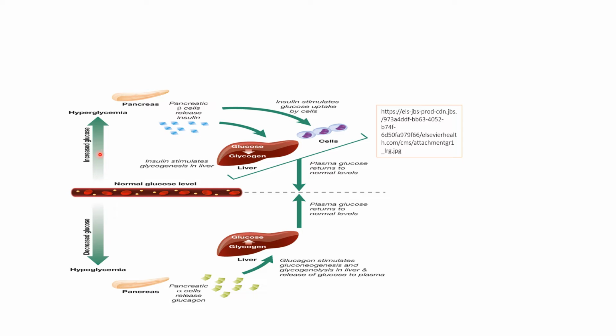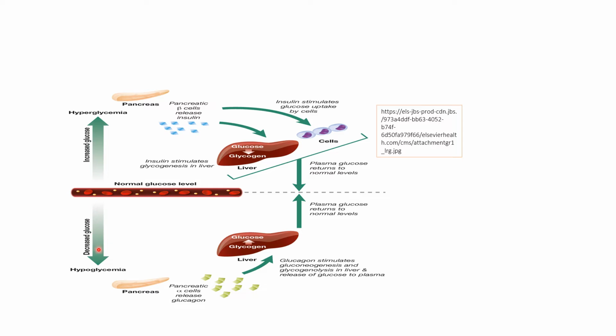So we have increased glucose levels, which is called hyperglycemia. During this time, the pancreatic beta cells will release insulin, and then the insulin stimulates the glucose to move into the cells. And also it stimulates the liver, and the liver stores the extra glucose in the form of glycogen, and then the plasma glucose will return to normal.